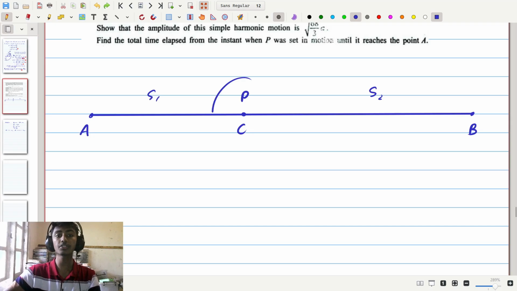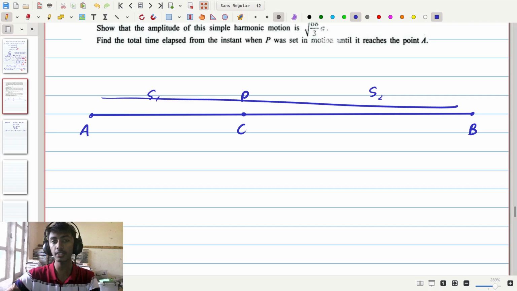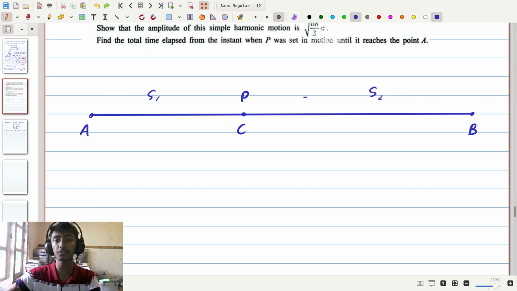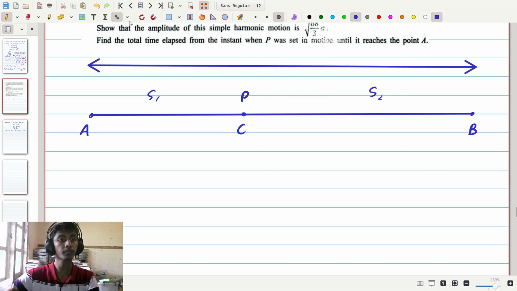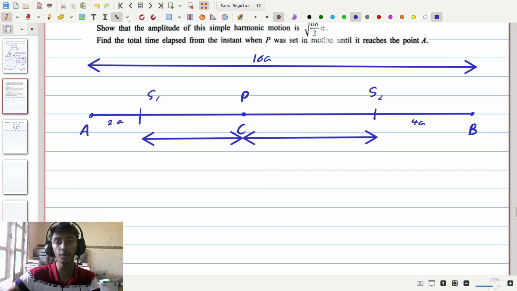Now, both of these strings have to be under tension, since the total natural length is 2a plus 4a, which is 6a, but the total length from A to B is 16a. Due to that, we can say that a certain length of the total length AC is going to be the natural length, let's say this length here, 2a, and similarly, a certain length of the total length BC is going to be the natural length of the string S2, which is 4a, and the remaining lengths, this length and this length, are the extensions. So if I just mark that out, this length is going to be the extension of the string S1, and this length is going to be the extension of the string S2.